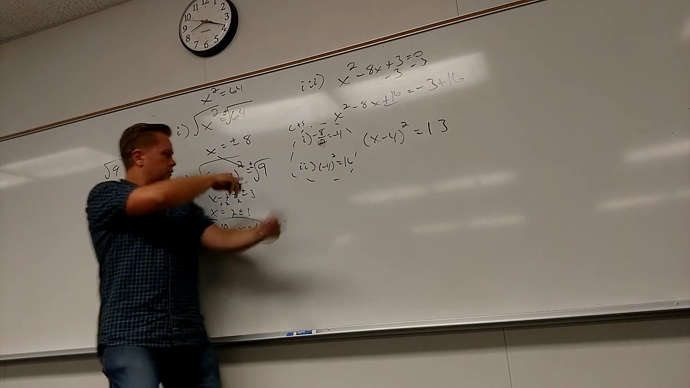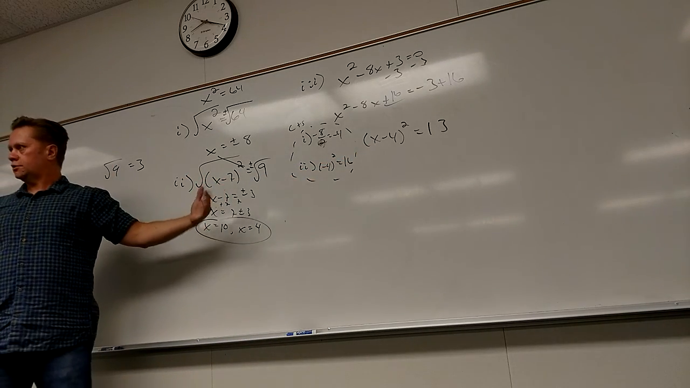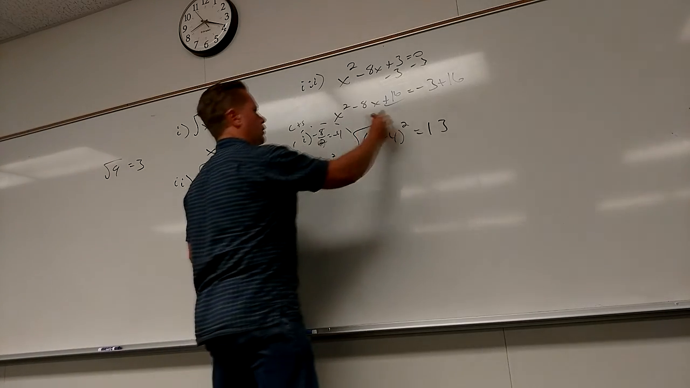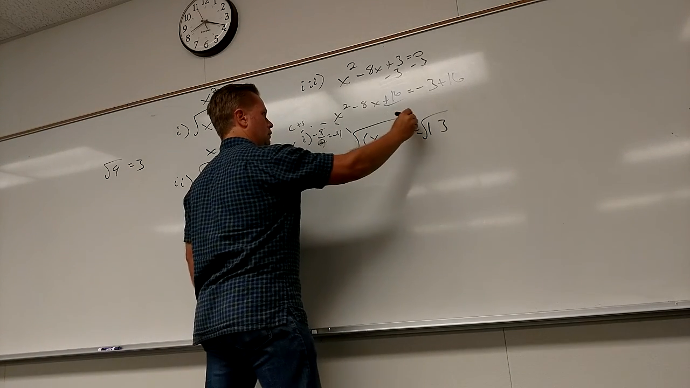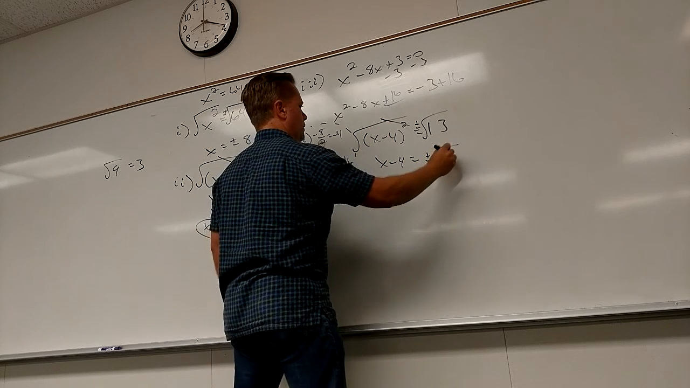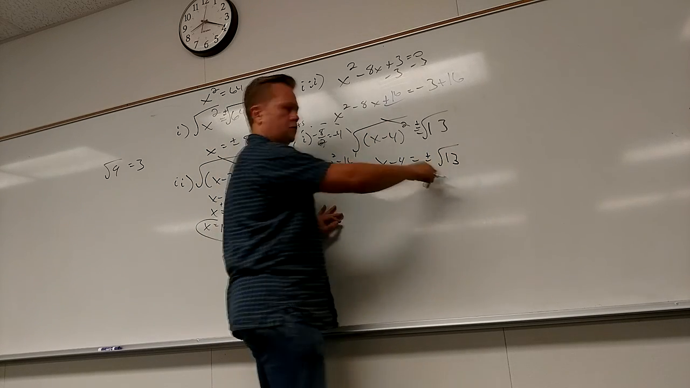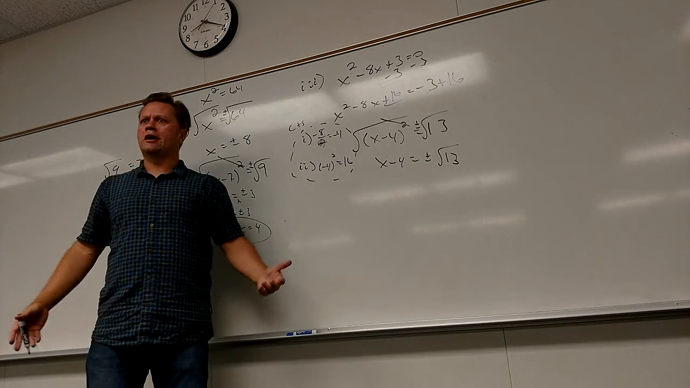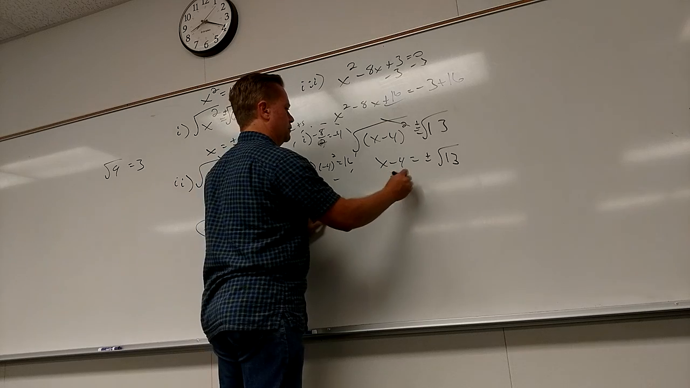Square root. Now it's just like this problem was. That's the primary reason why that's useful. So it's square root, plus or minus. X minus 4 equals plus or minus square root of 13. Can you do anything with square root of 13? Not a thing. 13 is prime. So I just add 4 and I'm done.